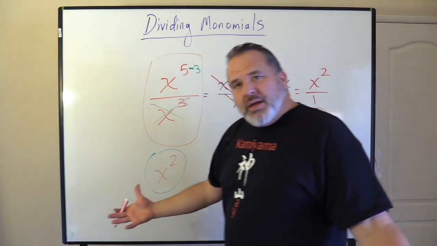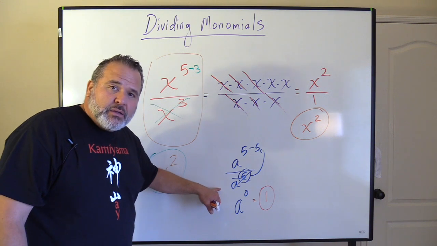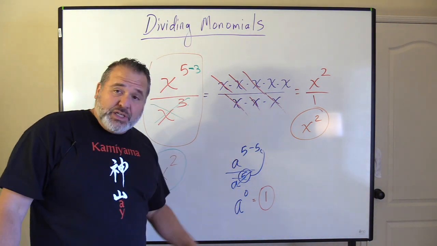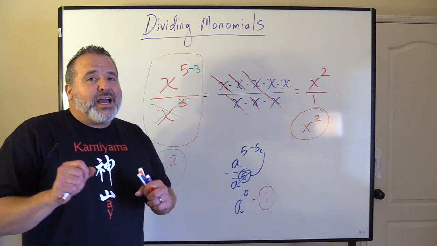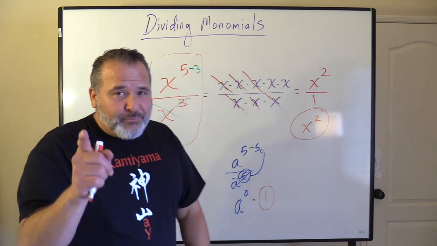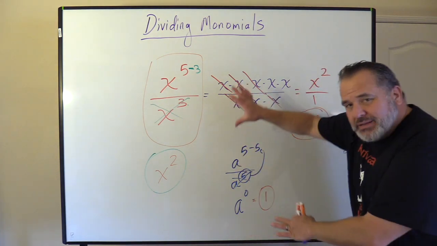Once again, anything raised to the 0 power will always be 1. So therefore, when you have a problem like this, a to the 5th divided by a to the 5th, it's just going to be 1. That's your answer. Don't think, well, 5 minus 5 is 0, so the answer is 0. No, remember, anytime you cancel everything out in a fraction, you're always left with 1. Okay, can't forget that.